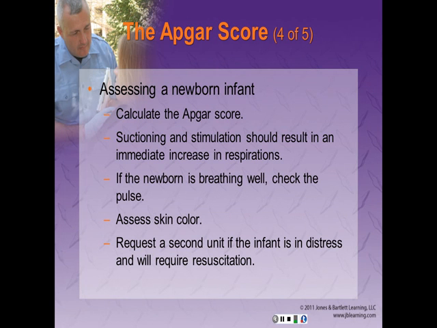Suctioning and stimulation should result in an immediate increase in respiratory effort. If they do not, you must begin ventilations with a BVM. If the newborn is breathing well, you should next check the heart rate by feeling the brachial pulse or the pulsations at the base of the umbilical cord. It should be at least 100 beats a minute. If it's not, begin ventilations with a BVM, and then reassess both respiratory effort and heart rate every 30 seconds.